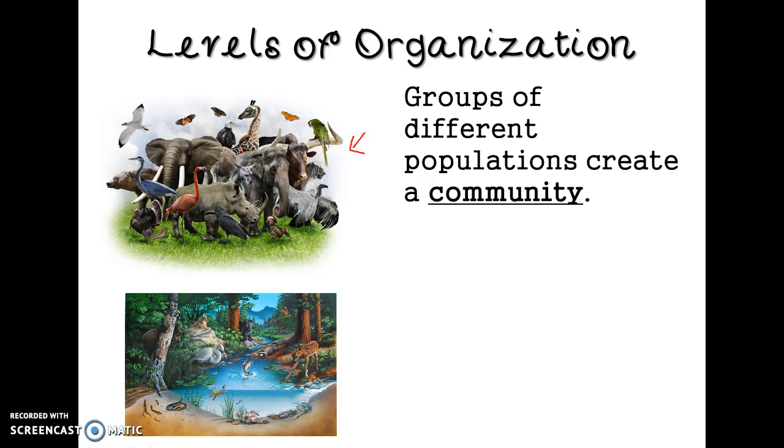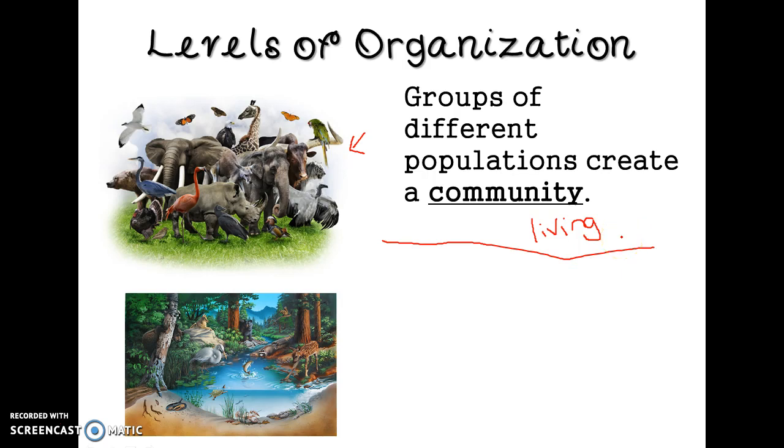Just go back to my deer example in the forest. Though the population of deer lives in the forest, there might also be a population of wolves. And those deer and wolves create a community with other plants and animals that live in that same area. Okay, so everything above this line is living. Everything that we've talked about so far has been a living part of the levels of organization.